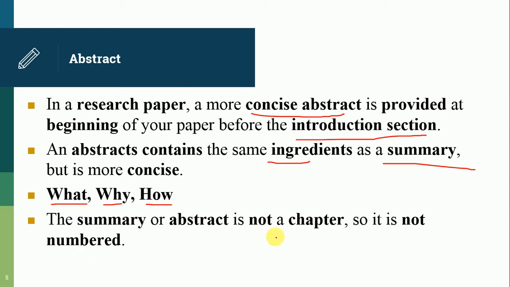The summary or abstract is not a chapter, so it's not numbered. Remember that the summary is not a chapter, so you shouldn't number it as chapter 1, chapter 2, chapter 3. It doesn't have a chapter number because it's not actually a chapter. Number means 1, 2, 3 or Roman numerals. You don't have to number the abstract, because it's a summary. Both the summary and the abstract cannot be numbered.